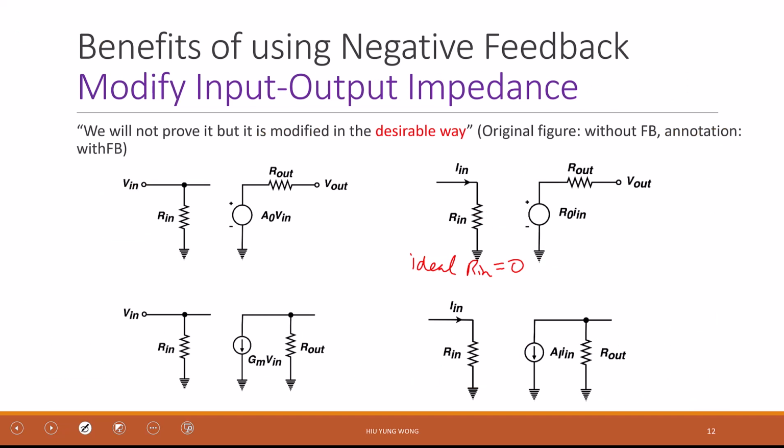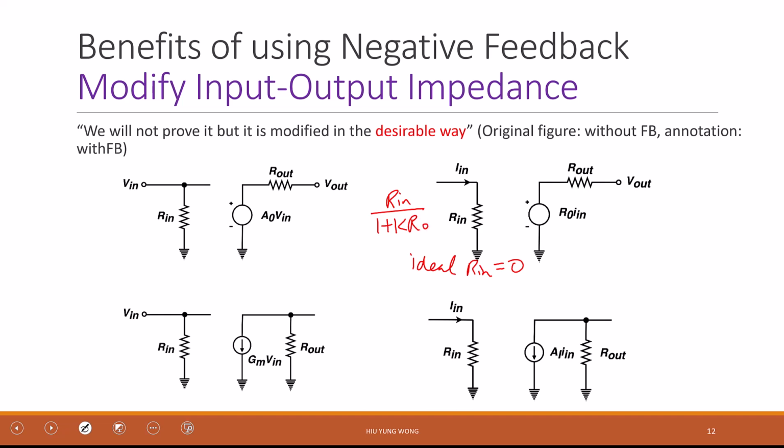R in becomes R in divided by 1 plus KA. But because this is not A, the gain is R0, so I just put R in divided by 1 plus K R0. Is this okay? Do you understand my logic? Hand-waving logic? If you don't agree with me, what will you do? Prove it. It's in the textbook. We will prove one of them in this class.